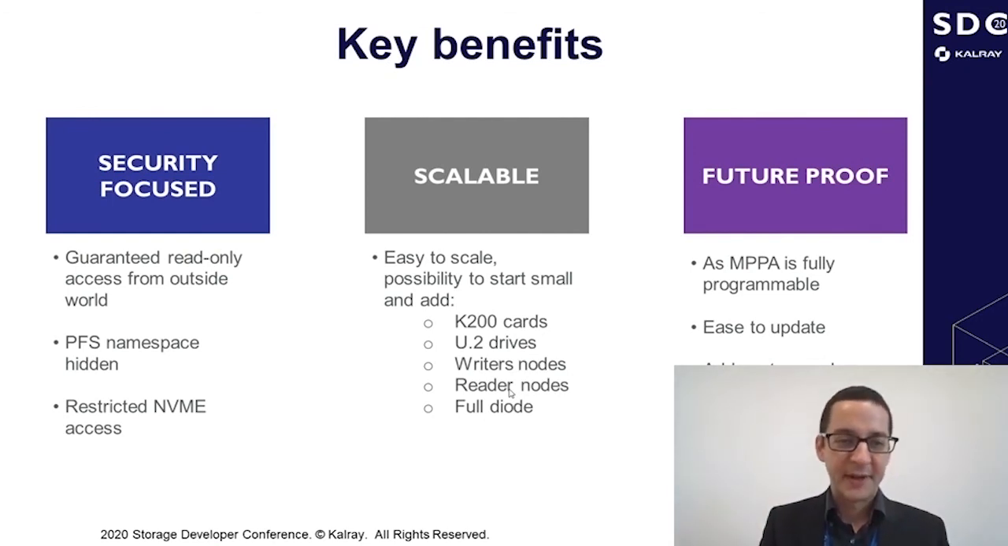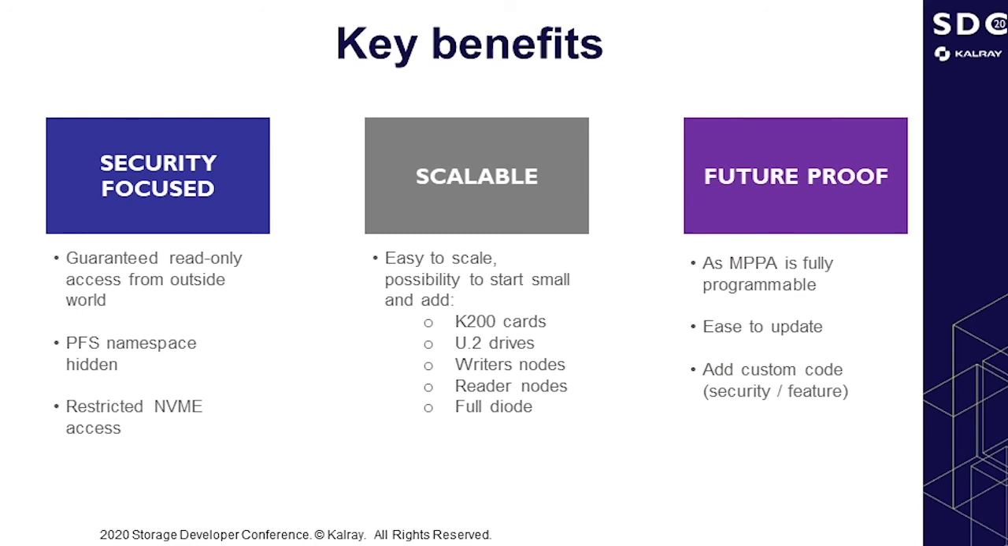So let's talk about the key benefits. There are three main aspects of this solution. First, it's security focused, so we guarantee a read-only access from the outside world, as the node is in direct attach. And on the target side, you can control who and how it connects. We ensure that even in the worst case, where someone has access to this node and has bad intentions, you can access and maybe ping the target controller, but won't be able to do much more than that. The parallel file system namespace is totally hidden, because only the compute node pushing the data to the NVMe-oF target has access to the parallel file system. Also, you can restrict NVMe access at the NVMe level thanks to ACL.